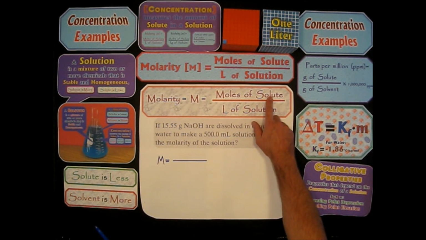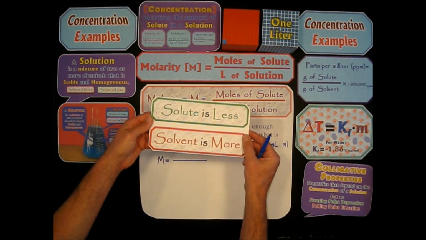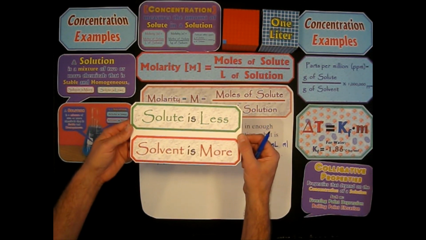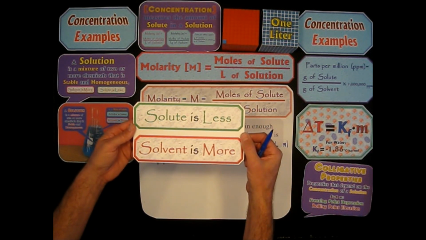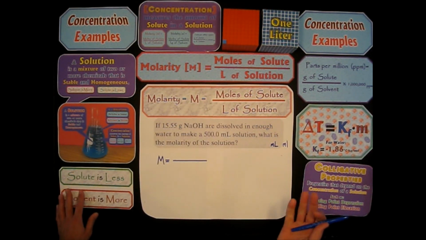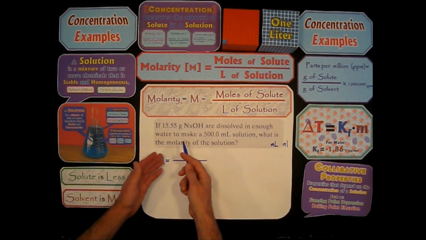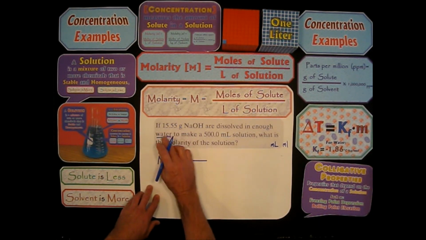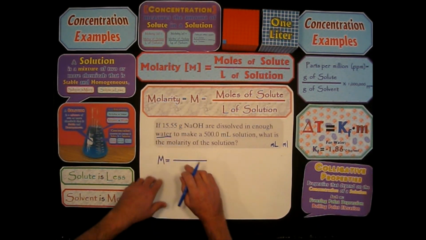By the way, how do I know which one is which? Which one is the solute in this situation? I need to know which one's the solute. Well, remember, the solute is less of the solution, and the solvent is more of the solution. Also, water is the universal solvent, so I was going ahead and assuming that water would be the solvent. It probably is. But look at this situation.